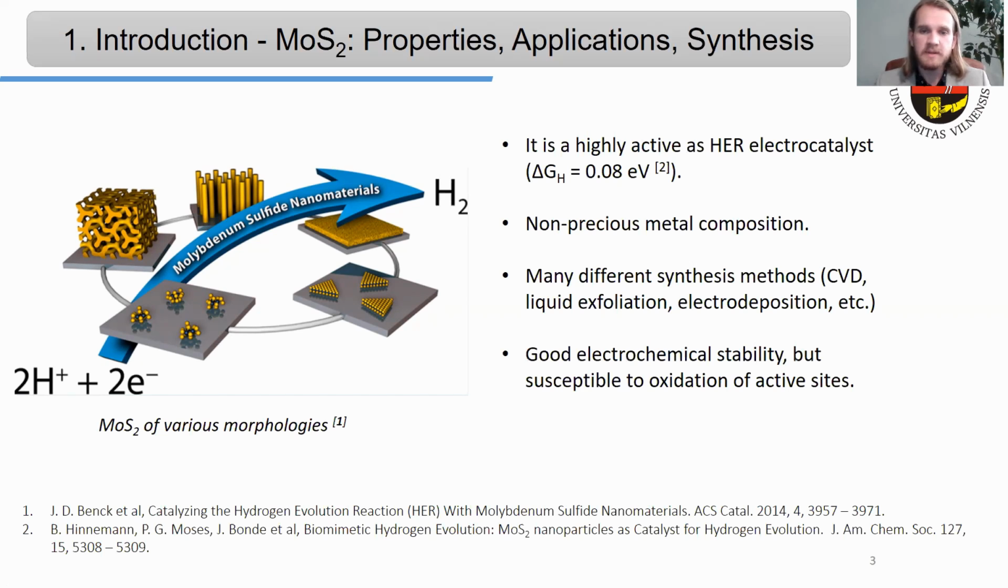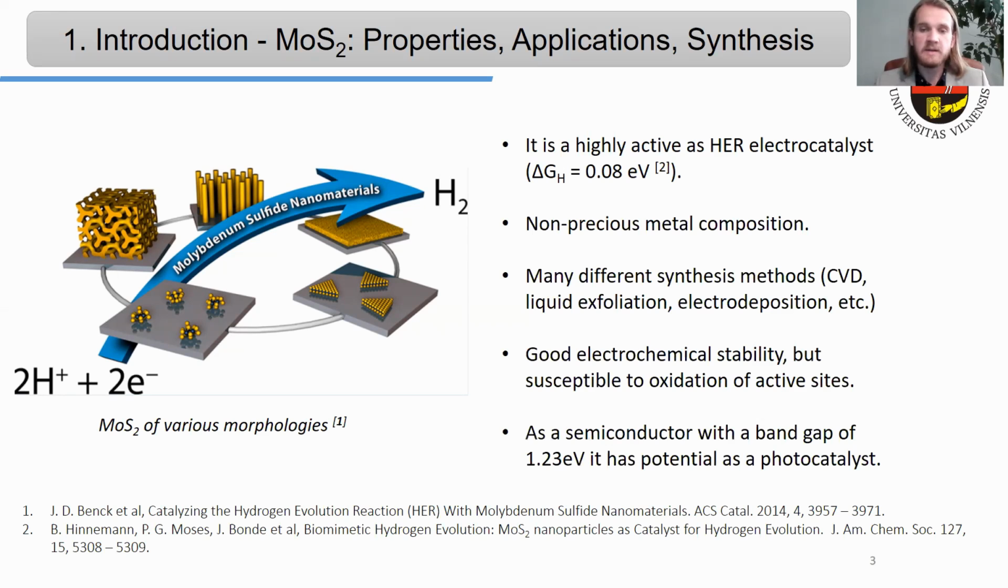About its stability, molybdenum disulfide is fairly electrochemically and chemically stable, although it is susceptible to oxidation of active sites in air. And another interesting property is its band gap, which is around 1.23 electron volts, so the material does have potential as a photocatalyst.